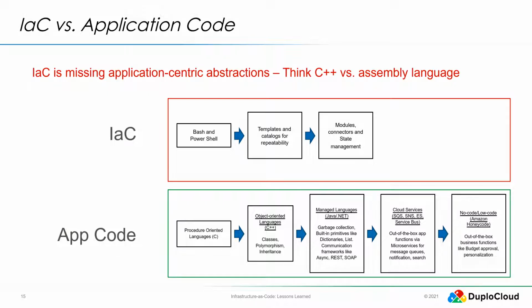So you see that even mainstream programming has gone many levels, but infrastructure as code has not gone that far. Where you had Bash, PowerShell, you went to Chef, Puppet, and now with Terraform, maybe you have some modules and connectors and so on. So I think we have a long way to go in order to do that.